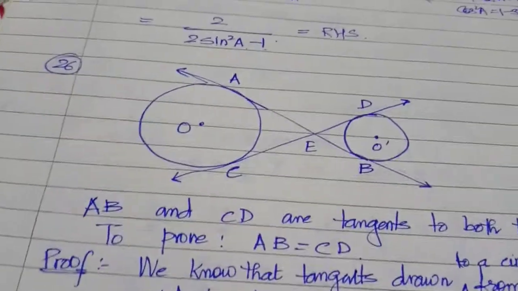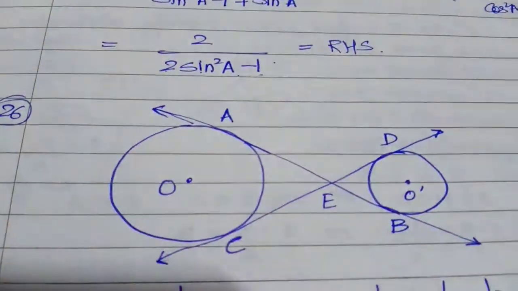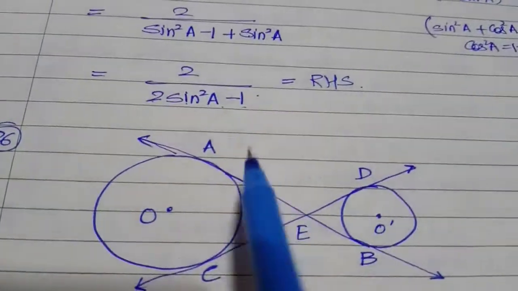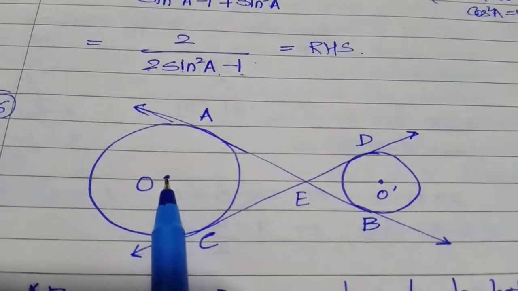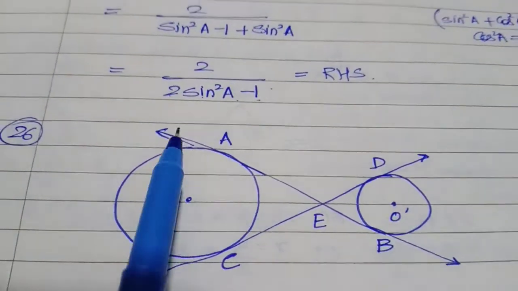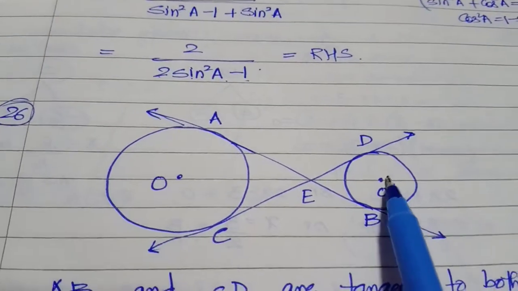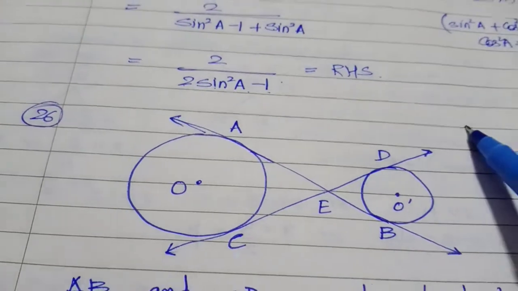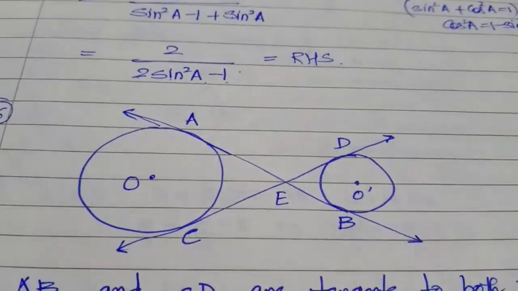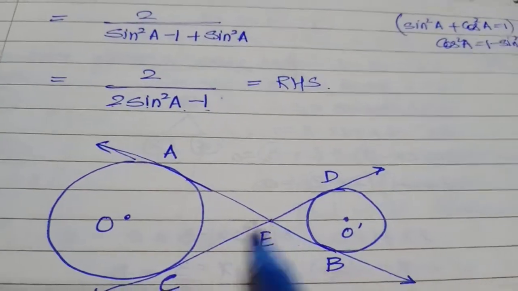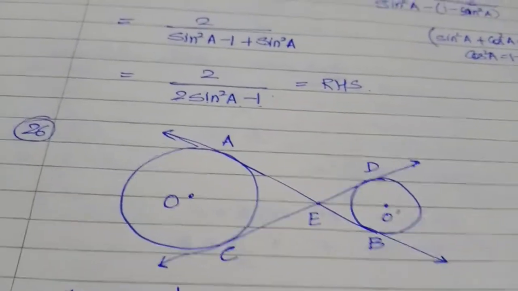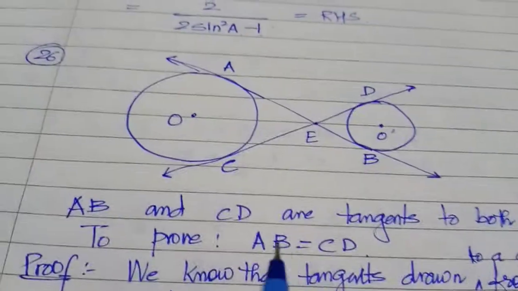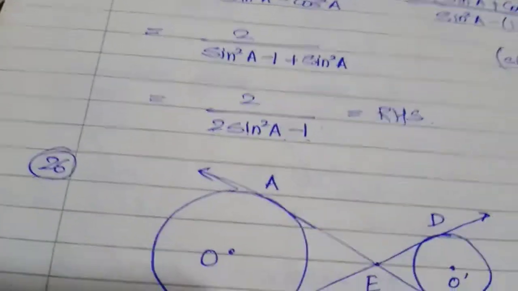26th question. They have given this figure to us and they said there are 2 circles, one with the center O and O dash. AB is a tangent to both, to the smaller circle as well as the bigger circle. CD is also a common tangent to both the circles. And both the tangents are intersecting at E. They have asked us to prove AB is equal to CD. This AB and CD are equal.